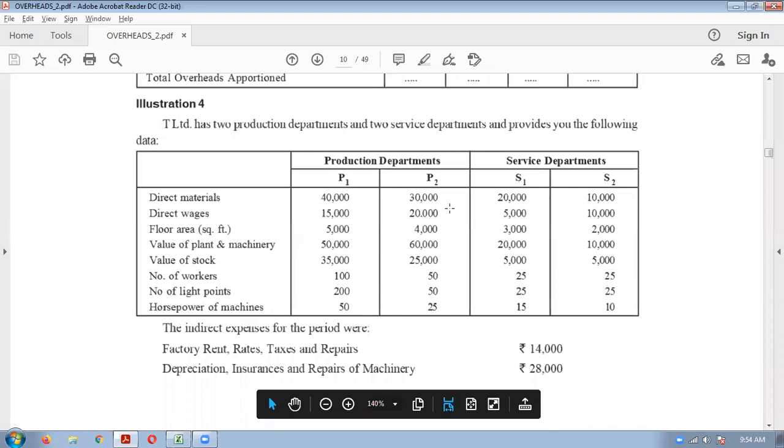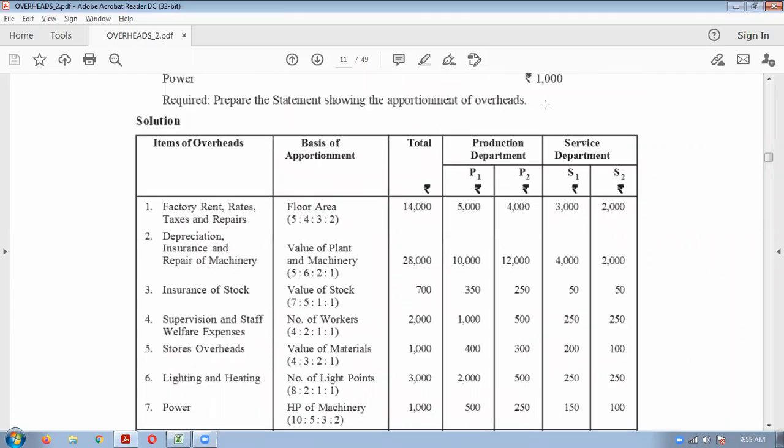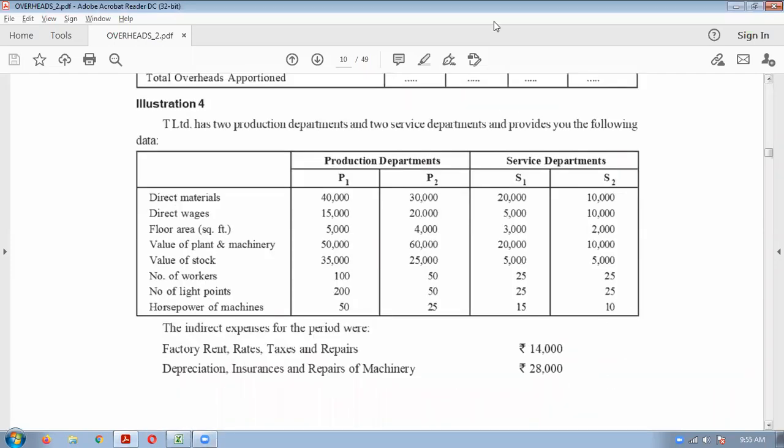So illustration number 4. Direct material and direct wages are not required because they are direct cost. What is asked in the question? Only apportion the overheads, indirect cost. So direct material and direct labor is not relevant for our question, because it is already directly charged, traced to the product. Clear? Now next thing, understand. All these things are the basis which we will use for apportioning the indirect cost. So one by one we will discuss.